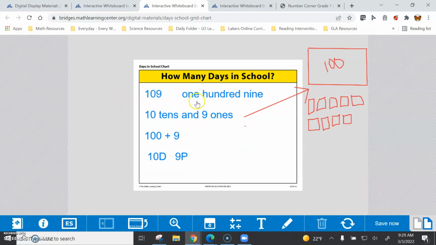109 is our number. 109 in number words. 10 groups of 10, which is equal to 100, or what we call a flat here, and 9 ones. There are 9 of them. We have 100 plus 9, which will equal 109, which is also equal to 10 dimes. Did you know, class, that 10 dimes is equal to $1? $1 and 9 cents.